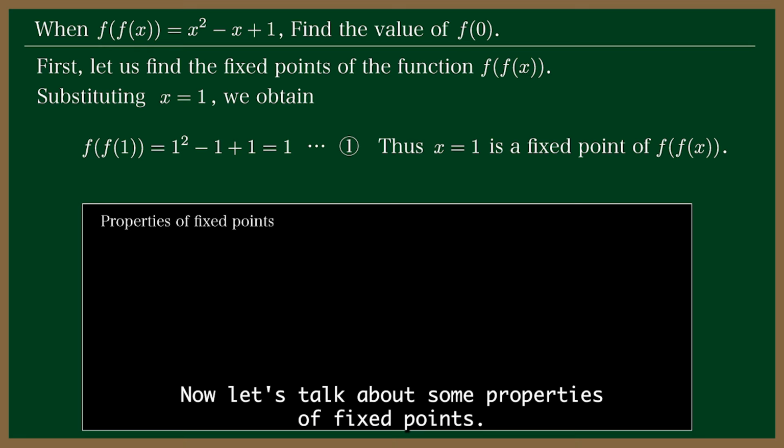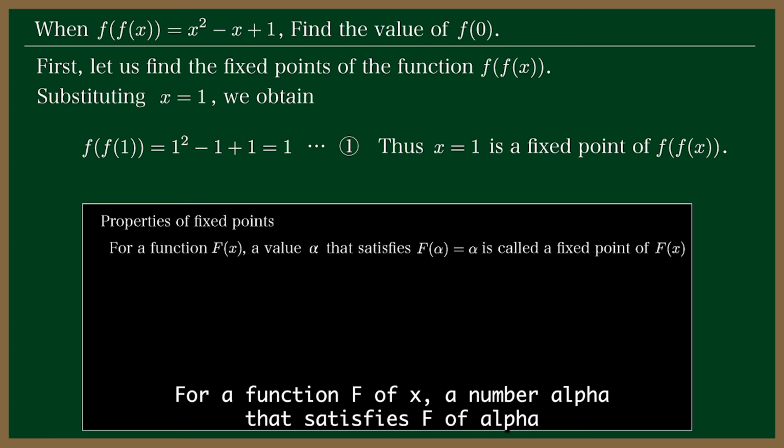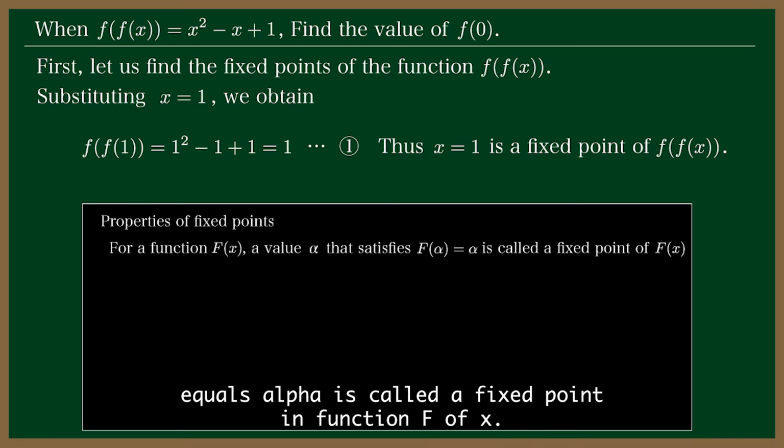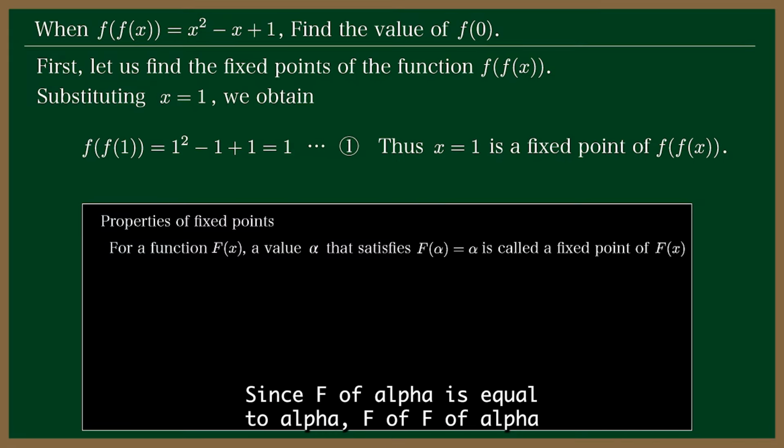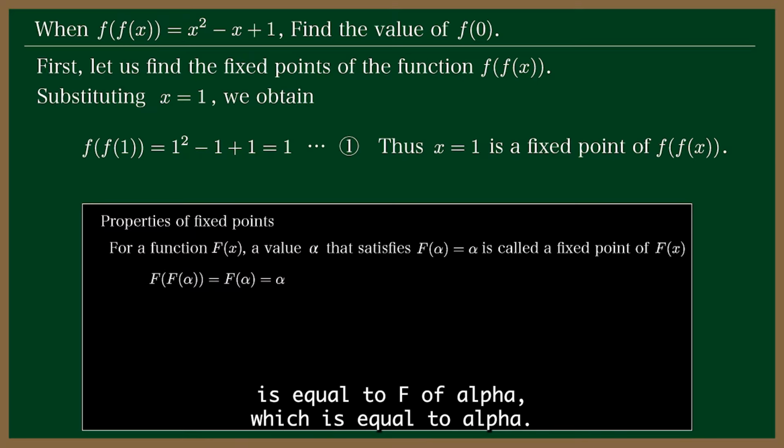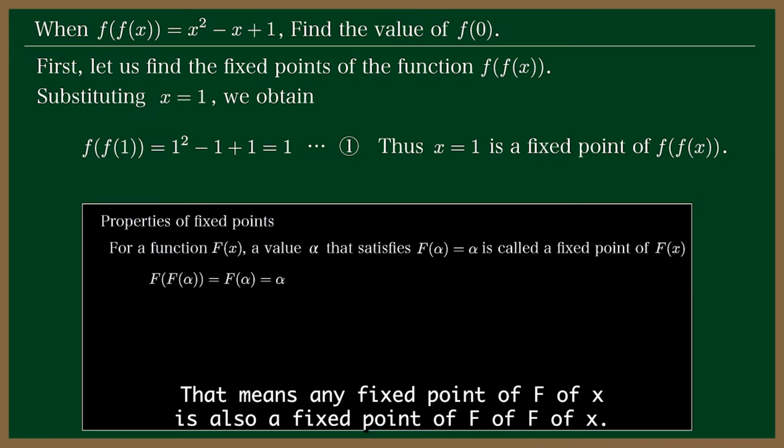Now, let's talk about some properties of fixed points. For a function f(x), a number alpha that satisfies f(alpha) equals alpha is called a fixed point of the function f(x). Fixed points have the following property. Since f(alpha) is equal to alpha, f(f(alpha)) is equal to f(alpha), which is equal to alpha. That means any fixed point of f(x) is also a fixed point of f(f(x)).